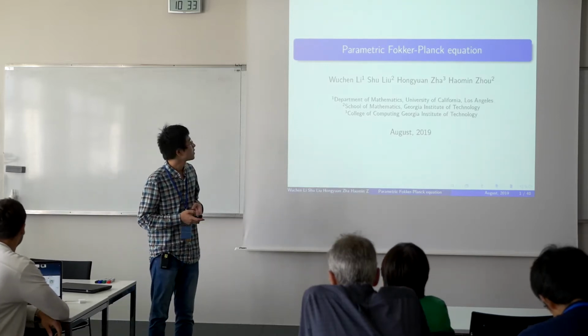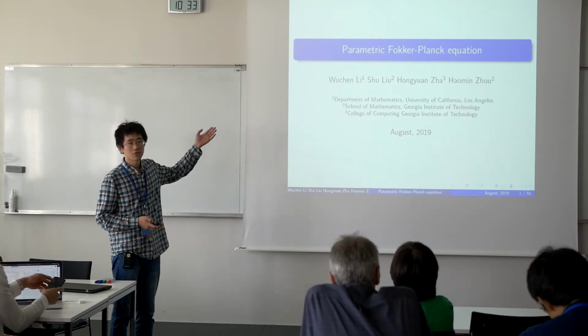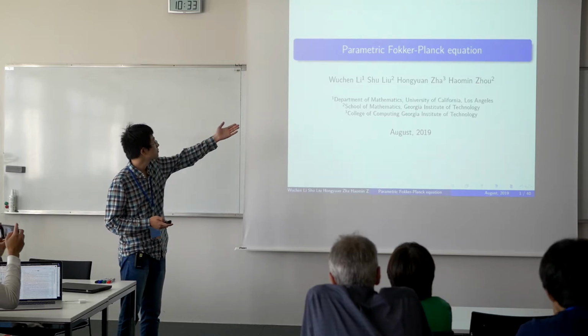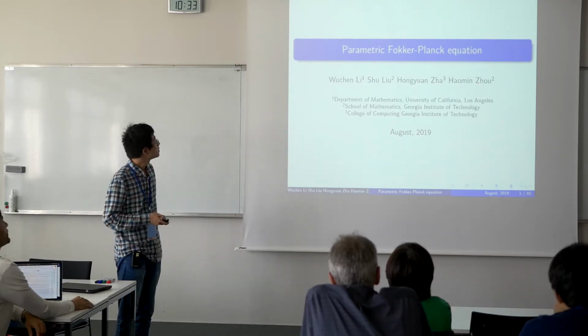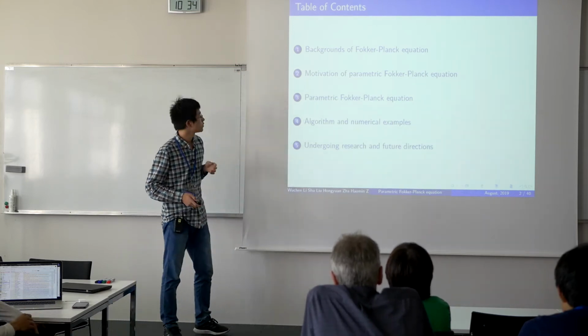Okay, so I'm very happy to give the report today. The name of our report is the Parametric Fokker Planck equation. It's a work done by Wuchen, me, Hongyuan, and Haomin. I decided to separate the report into 5 parts.